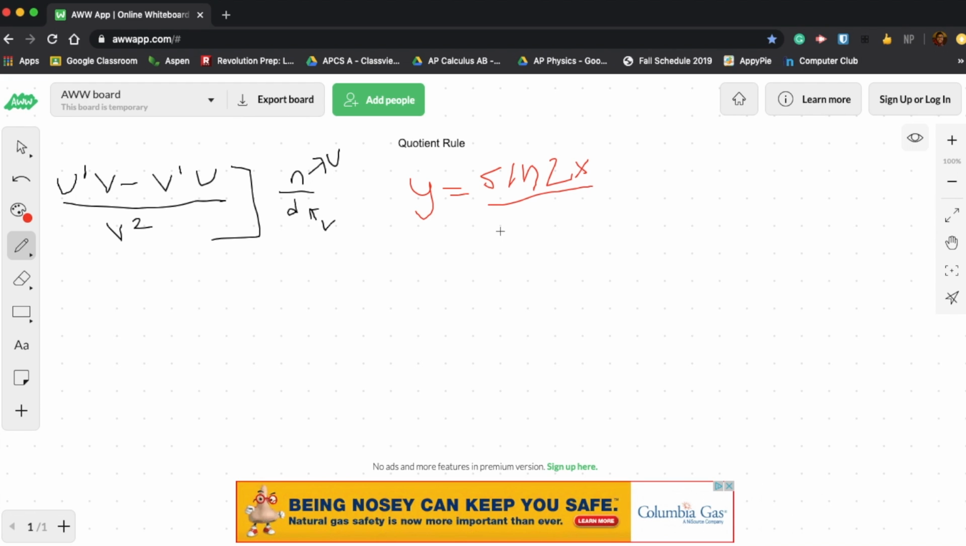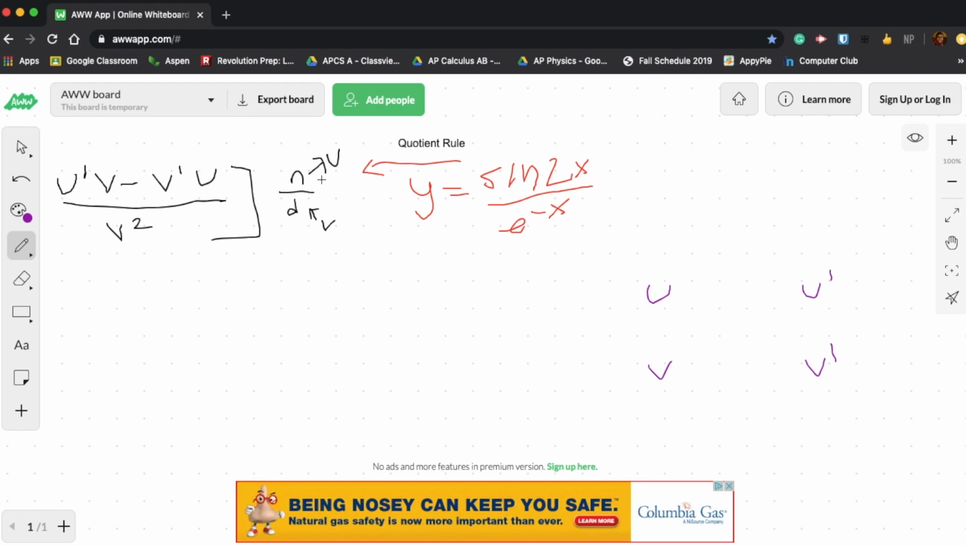Let's do e to the negative x. So that's sine 2x over e to the negative x. And like I said before, it is in that numerator and denominator form. And what I like to do is I like to write out our u, u prime, v, and v prime. Let me do it somewhere down here so you have more space.